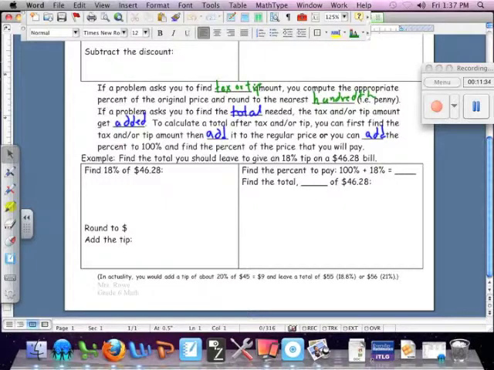So the example we're going to look at is going to try to find the total you should leave to give an 18% tip on a $46.28 bill. Down here on the bottom, I wrote a little note. You wouldn't really go that precise. You would just do a little estimating and rounding, or use a quick tip app or whatever. If we were doing it very exact and precise, we could do 46.28 times 0.18 to find out what the amount of the tip would be, and then round it to a dollar amount, dollars and cents rather. Let's go ahead and do that computation.